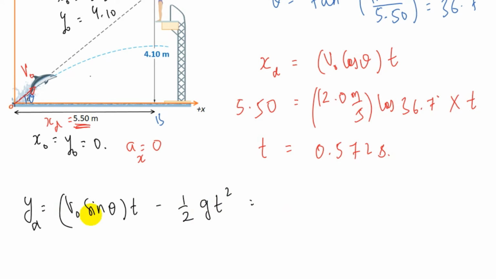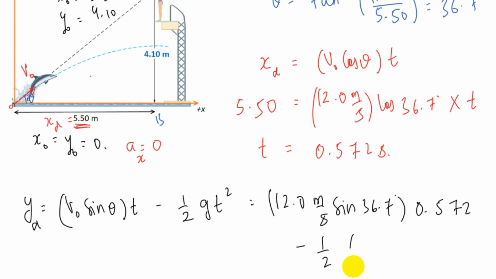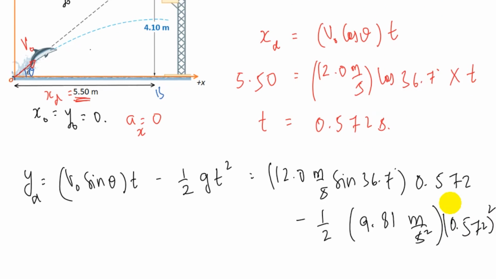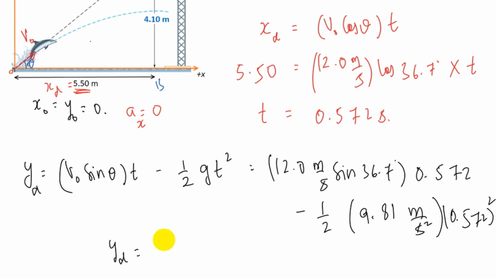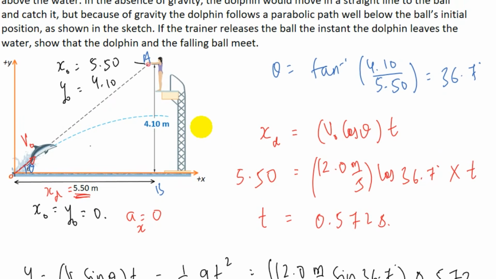We can put the values. V naught we have 12.0 meter per second. Sine theta is 36.7 degrees, multiplied with time 0.572, minus 1 over 2, the value of g is 9.81 meter per second squared, times t square, which is 0.572 whole squared. We can solve it further and we'll get the value of yd to be equal to 2.50 meter. Now what we're going to do is calculate the value of y for the ball at this time.